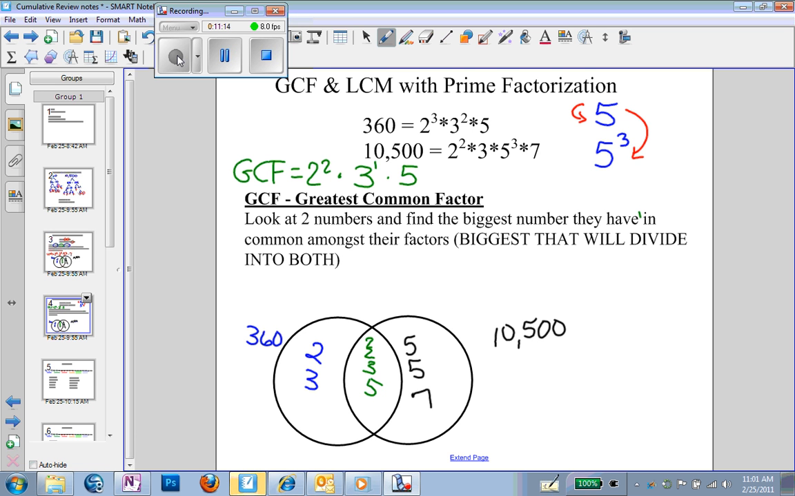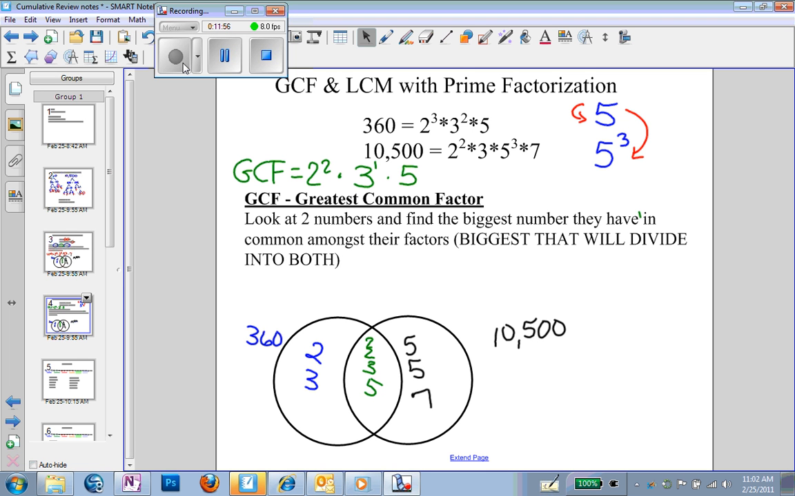Now we get to our 7 at this point, and we're trying to find the greatest common factor of these two numbers, the 360 and 10,500. Well, the thing is, to find the greatest common factor, the greatest common factor has to have all of its factors going into both of those numbers. So since 360 does not have a factor of 7, 7 will not go into it. Therefore, 7 is not going to be one of the greatest common factors. Okay, so we don't include our 7. So the GCF is 2 squared times 3 times 5.